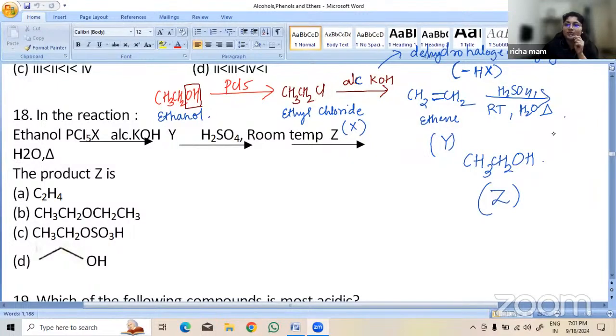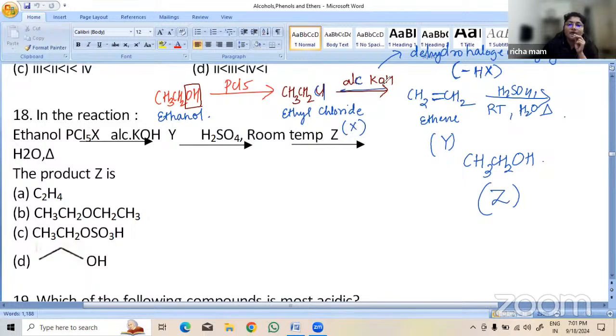Understood? You have to follow the steps. On the arrow mark, whatever is given, you need to know the role of that reagent. PCl5 has chlorine in it, and chlorine is a replaceable group. So your OH is replaced by chlorine, and we get ethyl chloride.